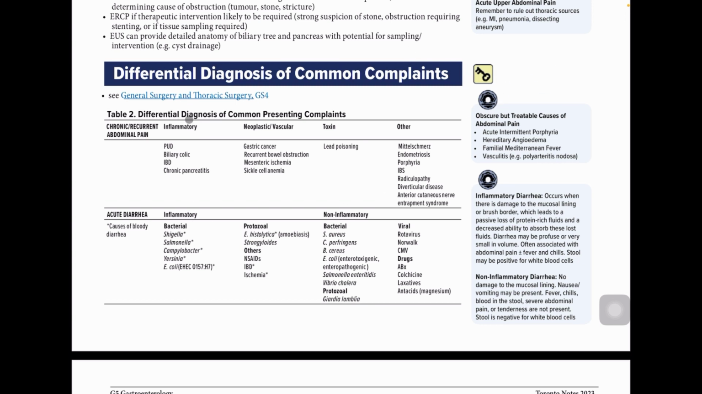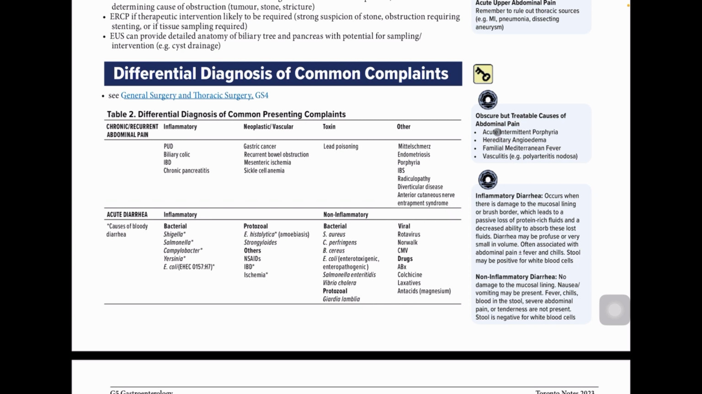Okay. Now, differential diagnosis of common presenting complaints: chronic recurrent abdominal pain. So if the patient is coming with pain, what are the inflammatory causes like peptic ulcer disease, biliary colic, IBD, chronic pancreatitis; neoplastic or vascular causes like gastric cancer, bowel obstruction, mesenteric ischemia; sickle cell anemia; toxins like lead poisoning; and other causes like measles, MERS, endometriosis, porphyria, IBS, radiculopathy, diverticular disease, anterior cutaneous nerve entrapment syndrome.